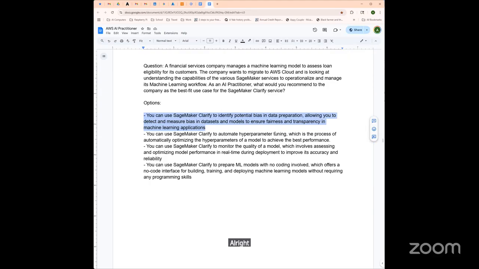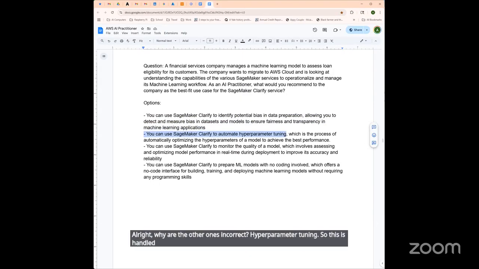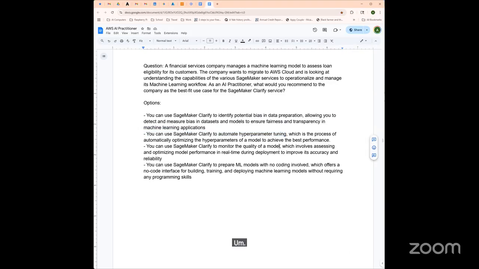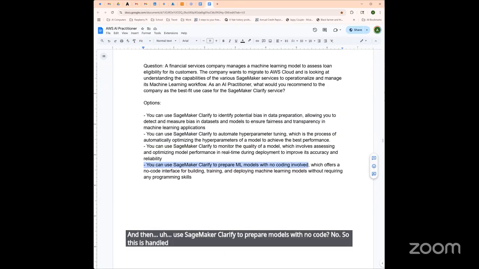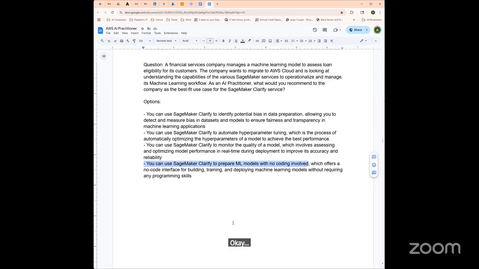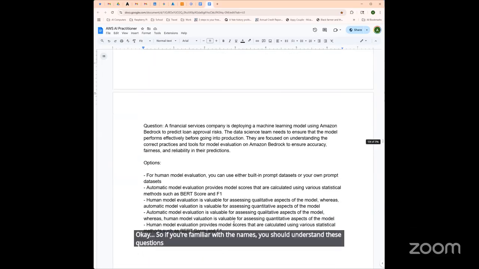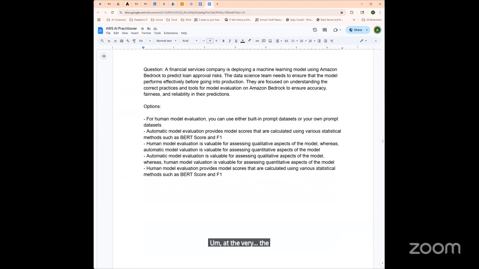All right. Why are the other ones incorrect? Hyperparameter tuning. This is handled by SageMaker's built-in hyperparameter optimization. Using Clarify to monitor the quality? This is handled by SageMaker Model Monitor. And then using SageMaker Clarify to prepare models with no code? No. This is handled by SageMaker Canvas. Okay, so if you're familiar with the names and what they do, you should understand these questions.